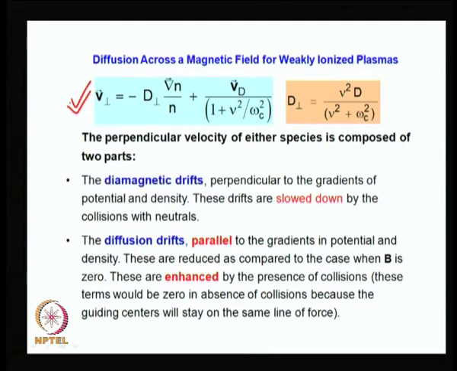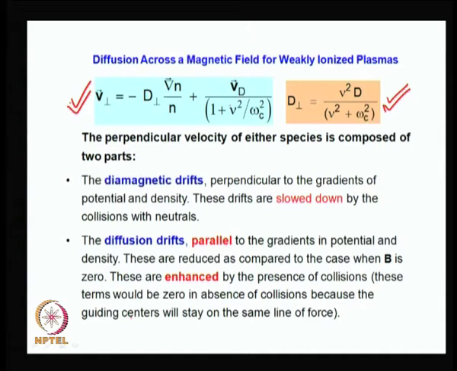We have found that there is an extra term due to the diamagnetic drift. Right now we do not pay any attention to that, and we have defined the perpendicular diffusion coefficient. The diamagnetic drifts are perpendicular to the gradients of potential and density, and these are slowed down by collisions with neutral atoms, because there you have the collision frequency.